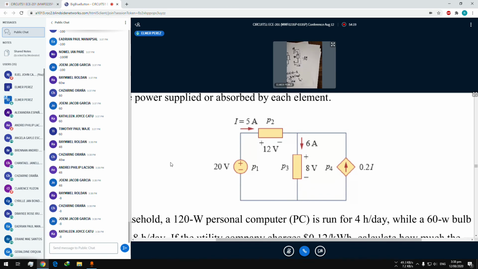Okay, kailangan natin ng voltage. Kaya lang kung titignan natin, sila ay parallel. Di ba pag parallel, pareho yung voltage. So therefore, ang voltage niya dito is 8 din. At yung current na sinusupply niya is 0.2 times 5, that is 1. So 1 times 8, that's 8. Kaya lang ito ay nagsusupply, kaya nagiging negative. So the answer is negative 8 watts. So tama rin kayo.